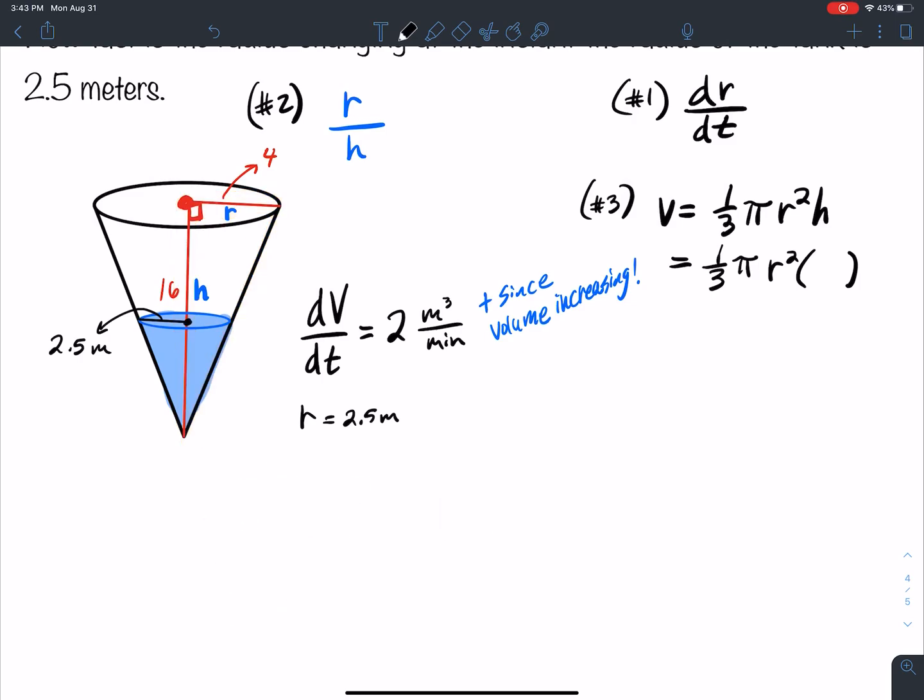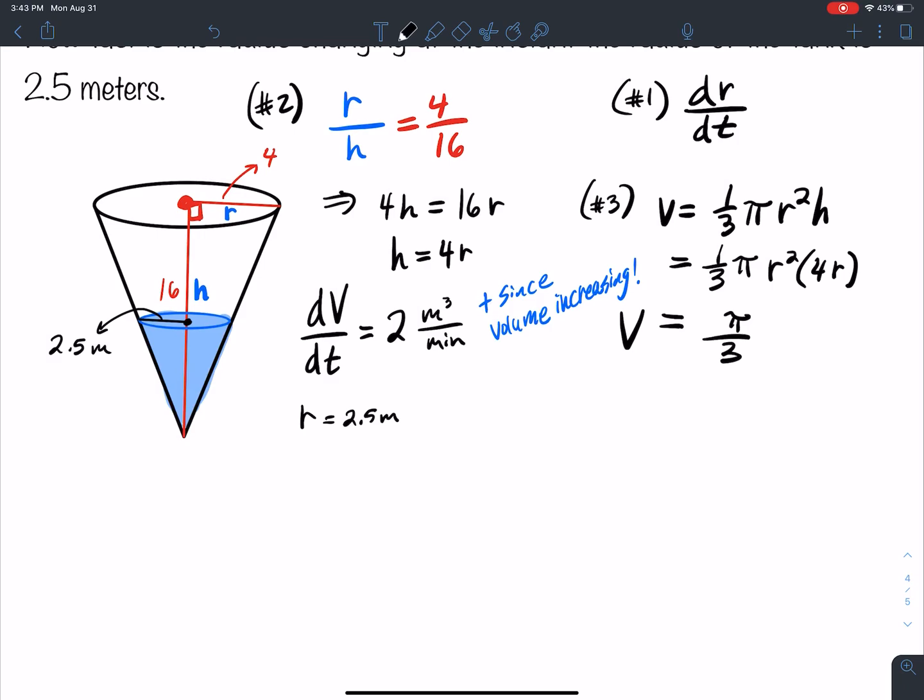So this R divided by H here is the same as this 4 divided by 16 here, okay? So I'm using that equality here. And so what I can do is cross multiply: 4 times H and R times 16. Those are equal to each other. And if I solve for H here, I divide both sides by 4, then that becomes 4R. And I can replace H with 4R in my equation here.